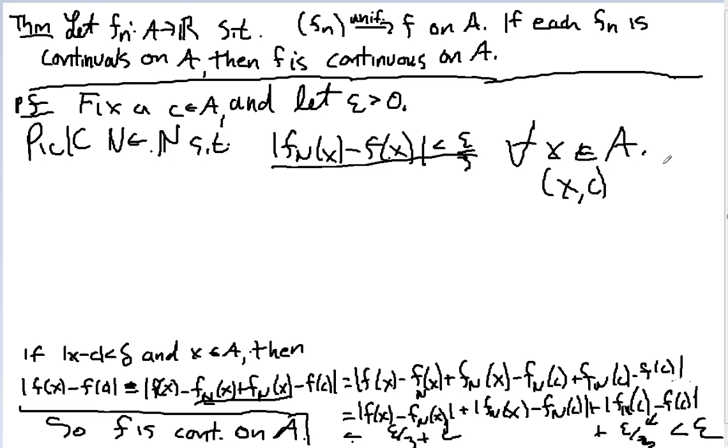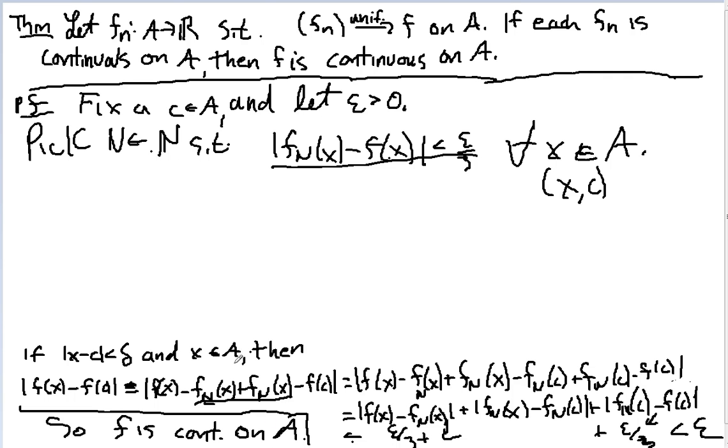This is part 2. If you have a sequence of functions converging uniformly and everything in the sequence is continuous, then f is continuous. It starts off as a straightforward continuity proof. Fix the c, let epsilon be bigger than 0. Then we need to prove |f(x) - f(c)| is less than epsilon.